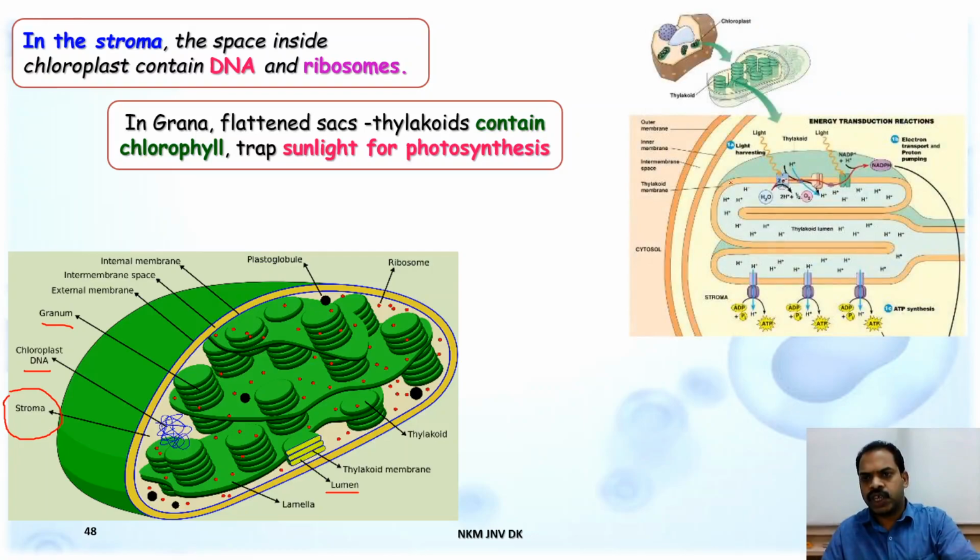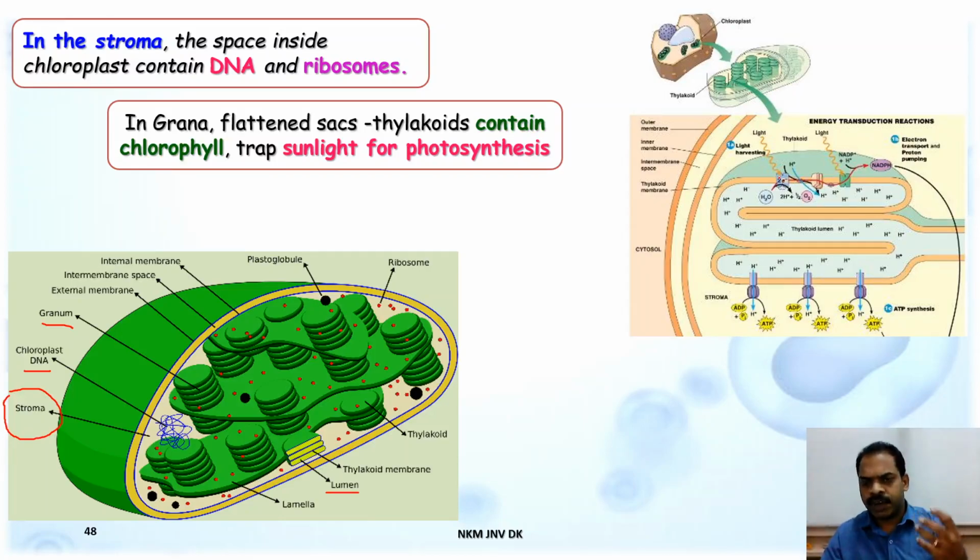So we can see here a part of the thylakoid membrane cut open and shown. It has different electron transport systems. All this we will discuss in the chapter on photosynthesis, in plant physiology. So the thylakoid membrane has chlorophyll, which helps in the trapping of sunlight.